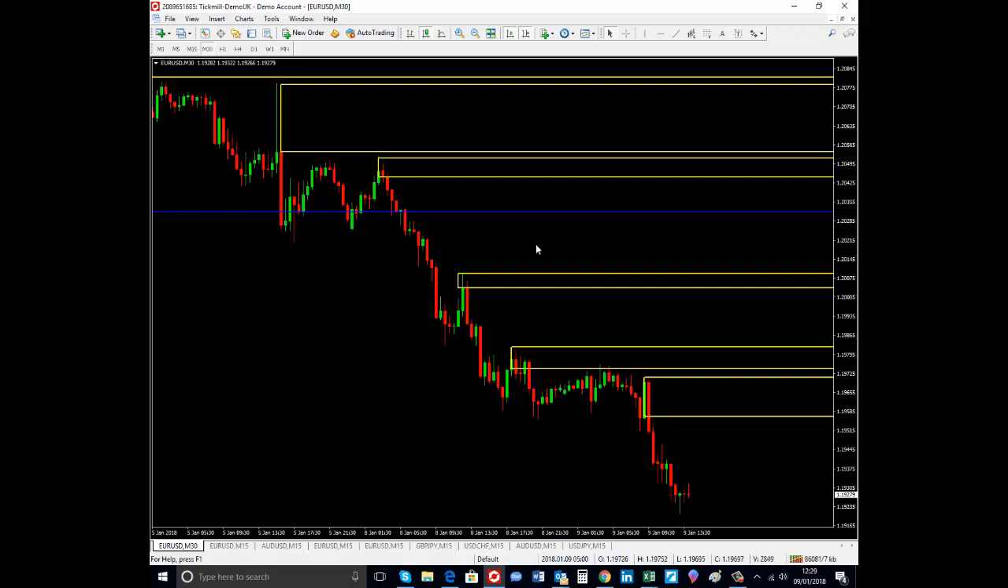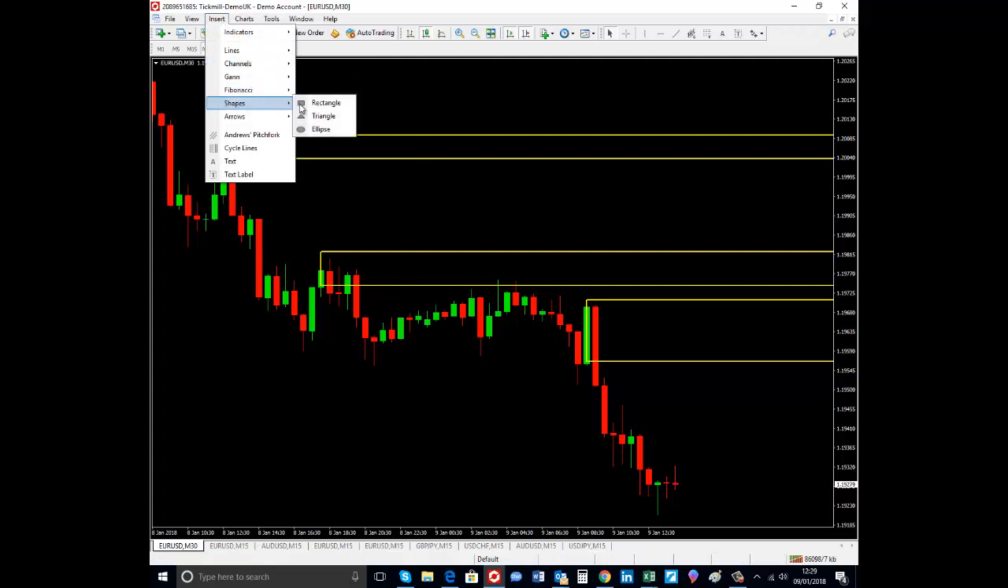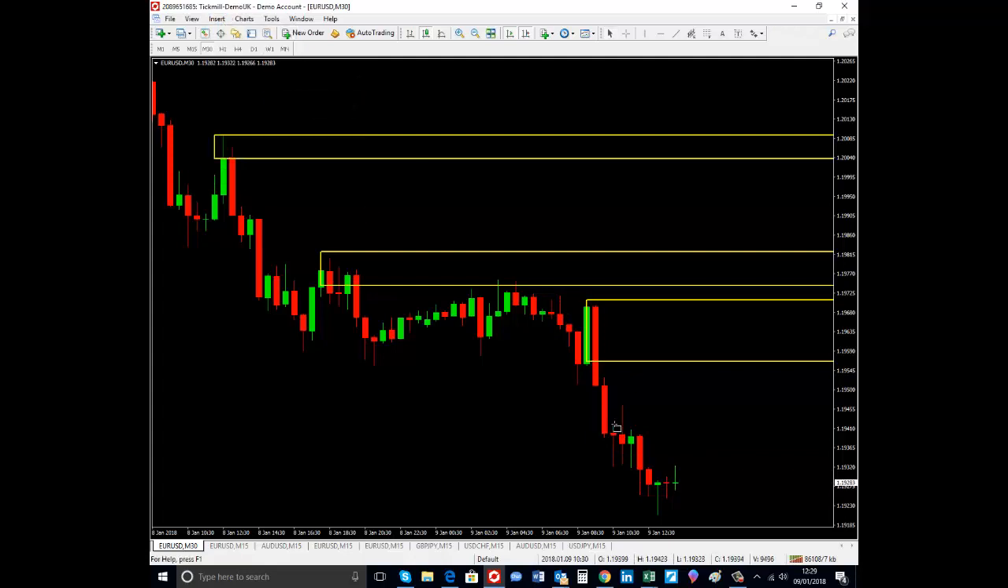What this is, just so you can see this. If I just zoom in a little bit, so you guys can see this. This is a drop. Here we get the indecision in the market, or what we call the imbalance in the market. So if we just take this here, this area here.